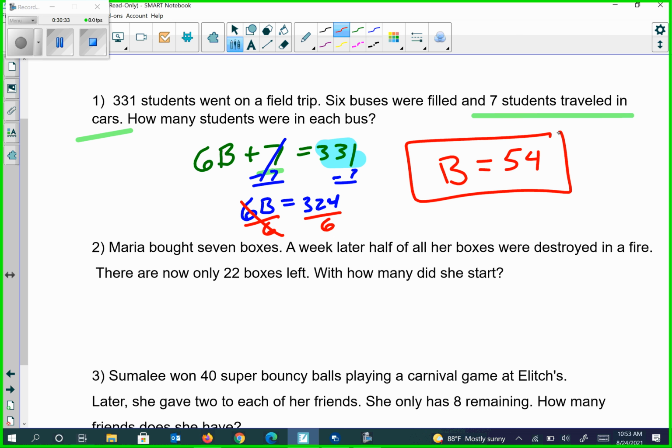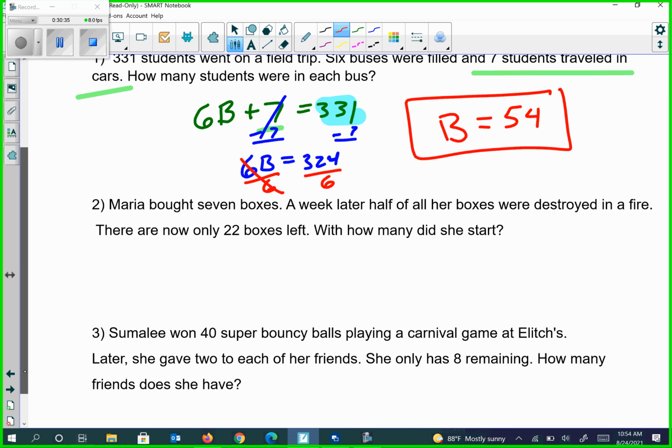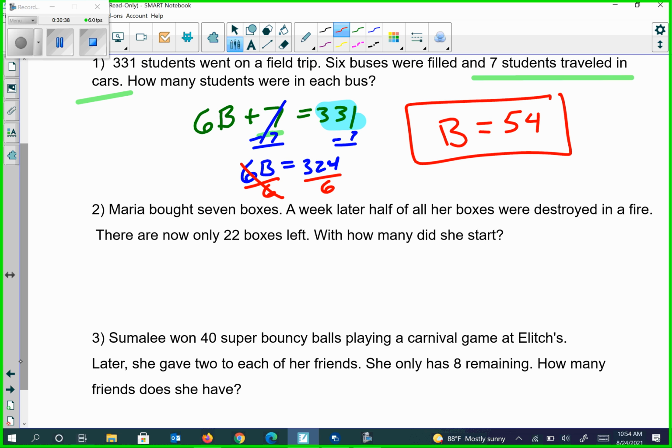All right. How are we doing? We're doing okay? All right. Problem number 2 says Maria bought 7 boxes. I don't know why she bought them, but she bought them. A week later, half of her boxes were destroyed in a fire. That kind of seems weird, but let's read the rest and see what it does. There are now 22 boxes left. How many did she start with?